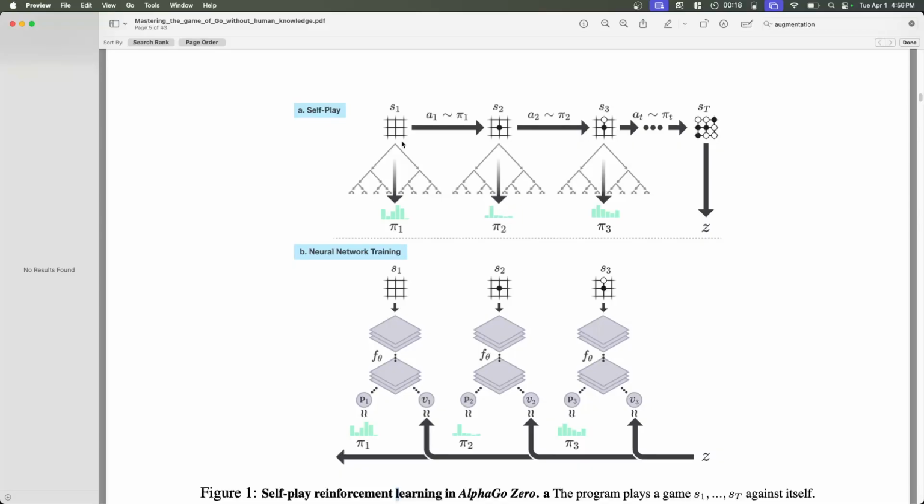Then it plays the move according to pi 1, and then it moves to a new state, and it does it again, and again. At the end of the game, they see the final result, which they call Z. And then this is the part that should be very familiar to you. This is Monte Carlo learning. The value of Z gets fed back into the network, and in each of the states, they update their neural network, what they call f theta, to learn the value function V1, V2, V3.